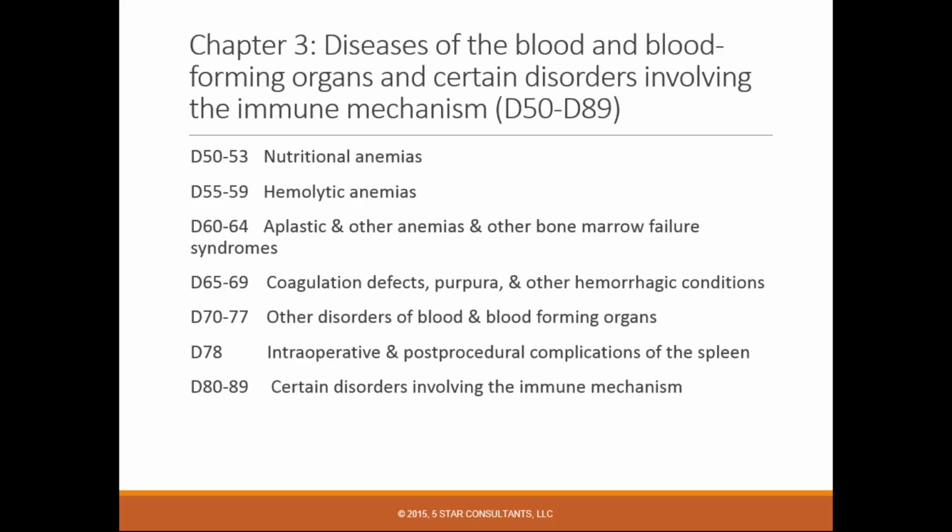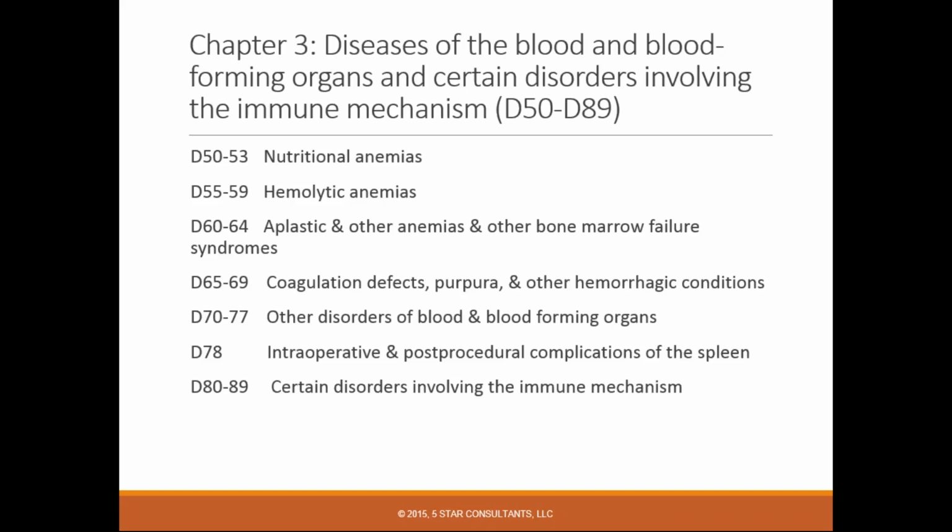When I give you slides like this, a lot of agencies have turned these into little cheat sheets, hanging in front of them or into a notebook for people to try to look things up quicker if they can't find something. D55 to 59 is hemolytic anemias. D60 to 64 are the aplastic, other, and bone marrow failure syndromes. D65 to 69 are the coagulation defects, purpura, and other hemorrhagic conditions. D70 to 77 are the other disorders of blood and blood-forming organs. D78, intra-op and post-procedural complications of the spleen.